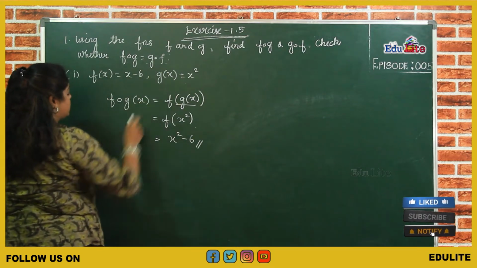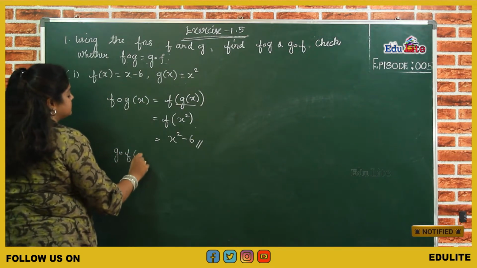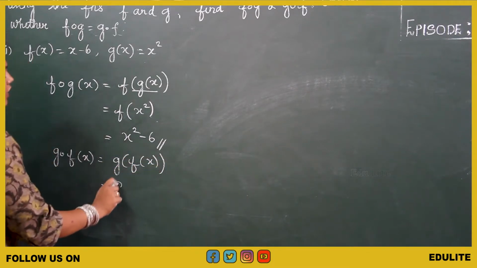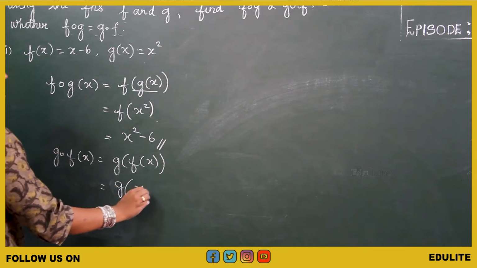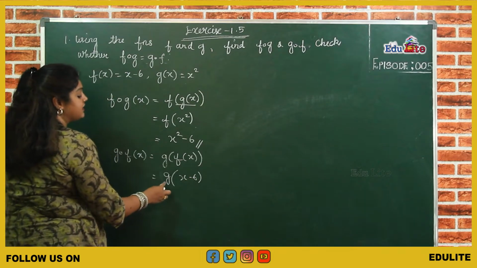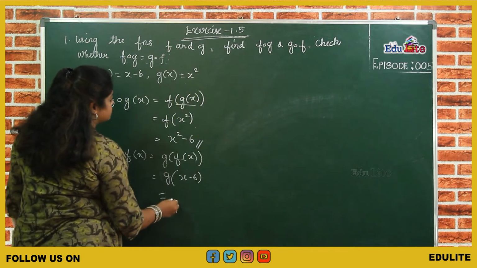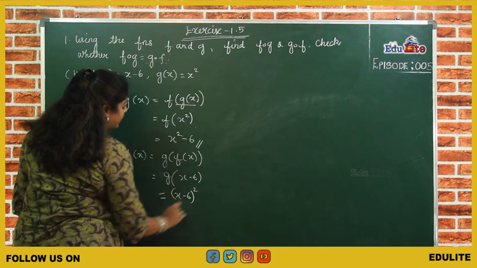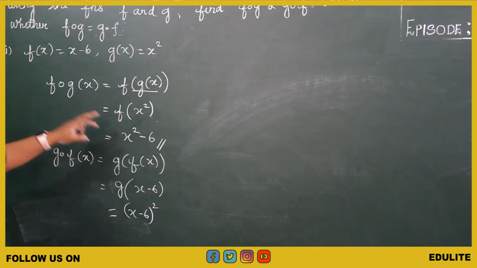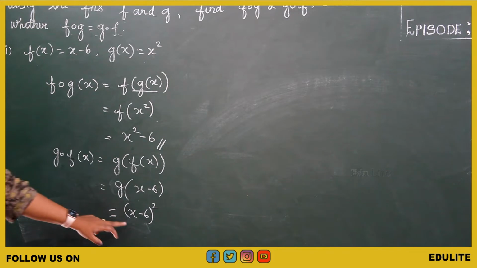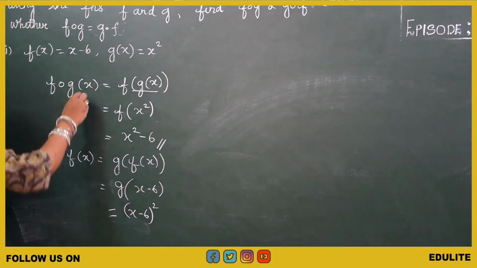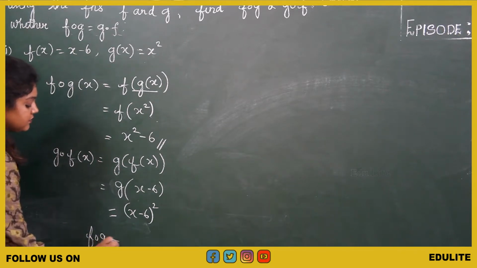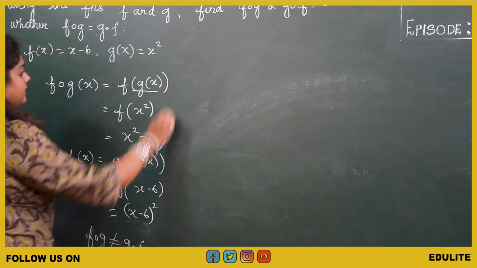And next, we will find g composite f. g composite f of x is written as g of f of x. So, g of f of x value is x minus 6, and now we have to use the function g of x. g of x is x squared, so it will become x minus 6 whole square. So, we got the value of f composite g as x squared minus 6 and g composite f as x minus 6 whole square, whereas for this problem f composite g is not equal to g composite f.